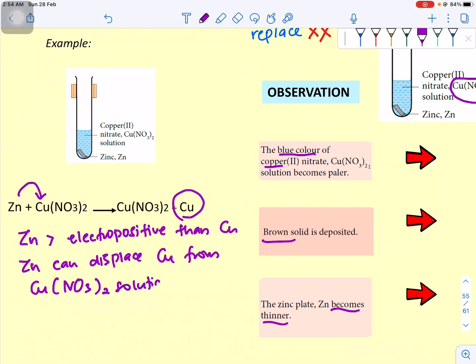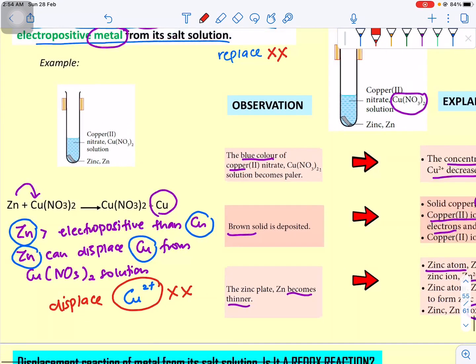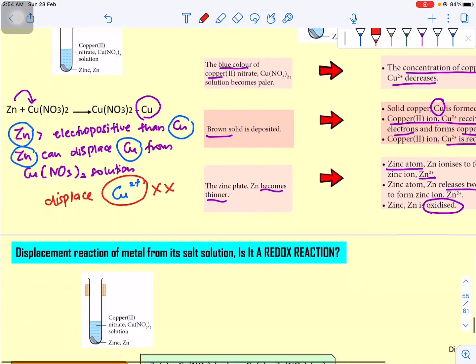So the idea here must be: a metal more electropositive than another metal can displace that metal. Make sure you write down displace copper, not copper(II) ion. Kalau kita kata displace copper(II) ion, dia akan jadi salah, because the concept is metal displaces metal from its salt solution.